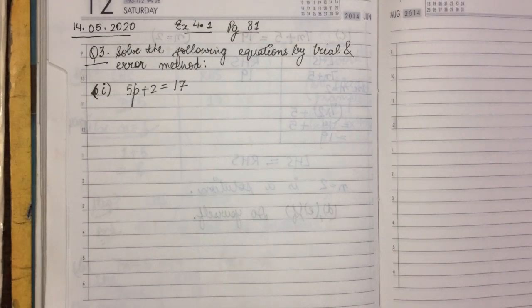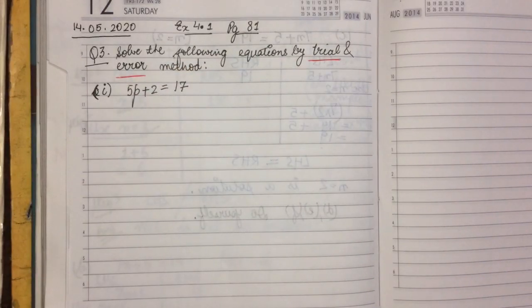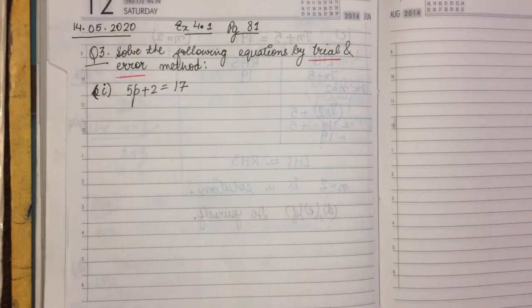Now there are different methods to solve an equation. This is one of the few methods. I will discuss those methods one by one with you later on. As for now, let's take up this method, trial and error. Trial and error method means you find the answer by trying the values. The answer of this equation means the value of the variable which satisfies this equation.